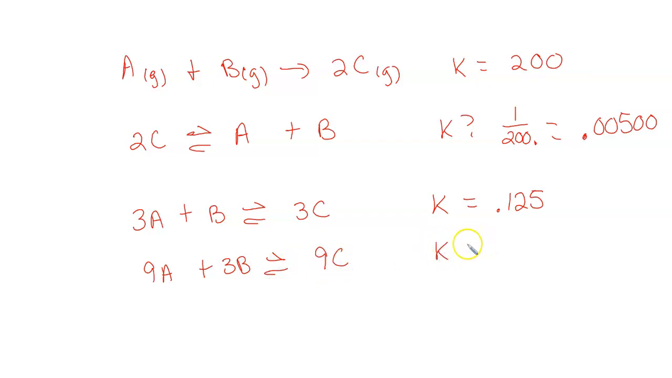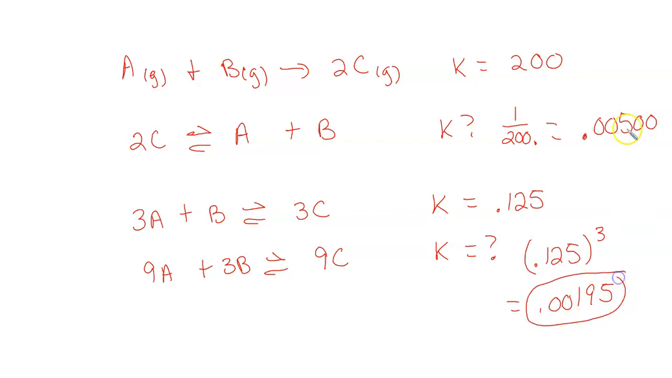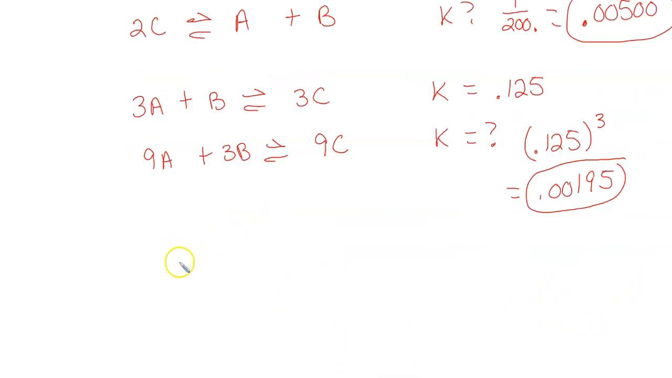and I asked for the K, so what's the difference between that one and that one? Well, it's 3 times more, right? 3 times more. So I don't just multiply this by 3. I am going to raise this to the 3rd power. Okay, so whatever change you make, you raise it to that power. So you would get 0.00195. That's our answer. All right. Hopefully that's making a little sense to you.